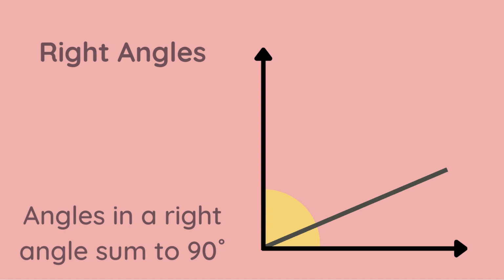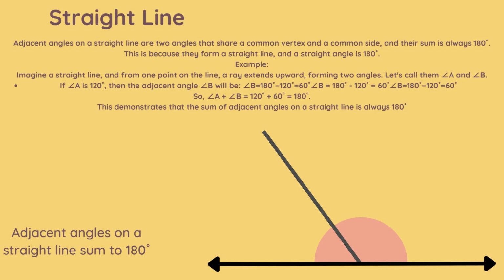This is a right angle. The total sum of angles in a right angle is 90 degrees. Straight line. Adjacent angles on a straight line are two angles that share a common vertex and a common side, and their sum is always 180 degrees. This is because they form a straight line, and a straight angle is 180 degrees.